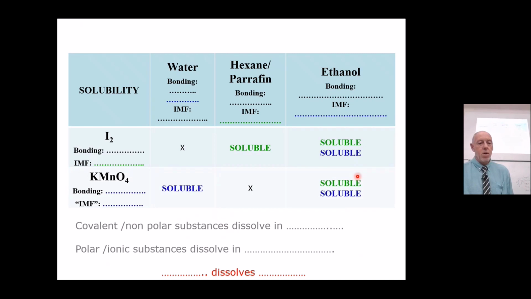You can put the bonding in. What kind of bonding would you expect to exist in iodine? I want you to write the bonding here. What type of bonds in the iodine? What kind of covalent? Pure covalent. Okay. So then iodine is pure covalent bonding. What kind of bonding would you expect in potassium permanganate? KMnO4.